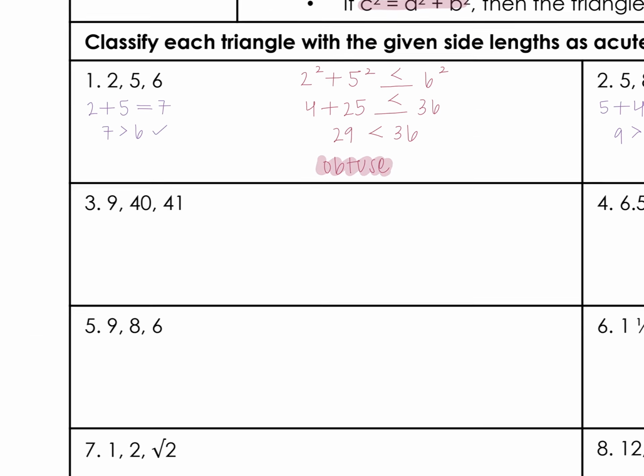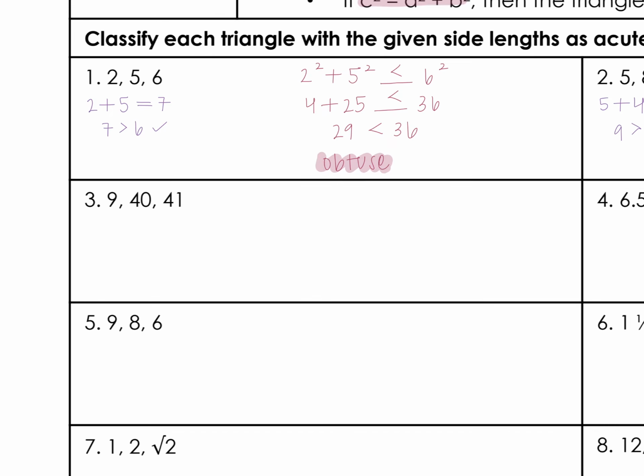Okay, now moving into number 3. We'll have 9 plus 40, which gives you 49. 49 is greater than 41. Therefore, we have a triangle. And so here we'll have 9 squared plus 40 squared, and then we'll have my 41 squared over here.